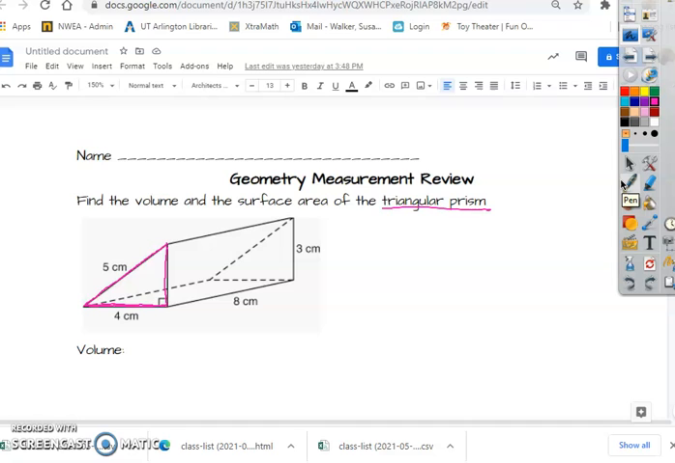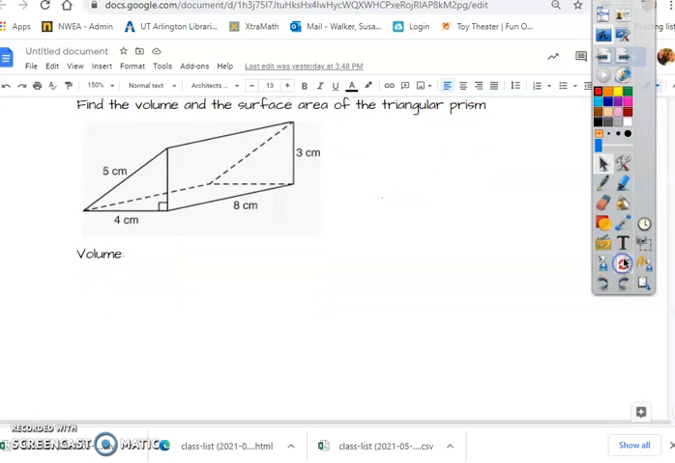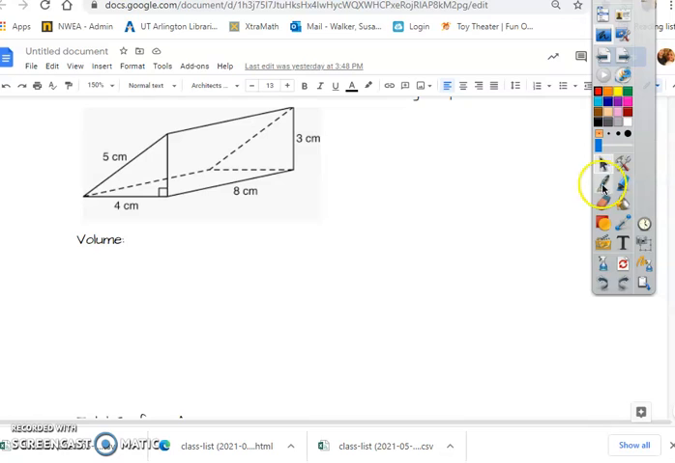So let's do surface area first, okay? Remember we've talked about making nets, okay? So we have lateral and total. Lateral means, remember, it's like the label on the soup can. We don't count the top and the bottom. So we like to draw out our base. Okay, so this is 4, 3, and 5. Call it a 3, 4, 5 right triangle.